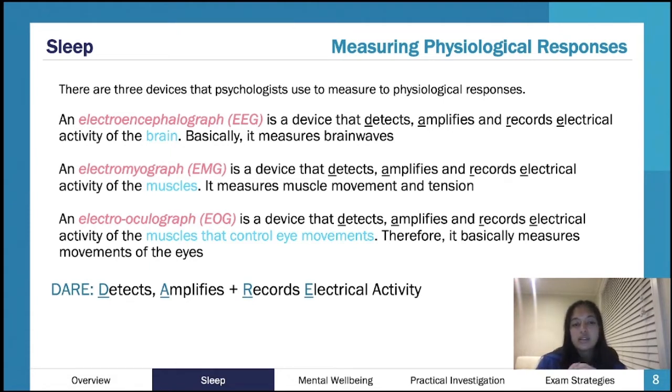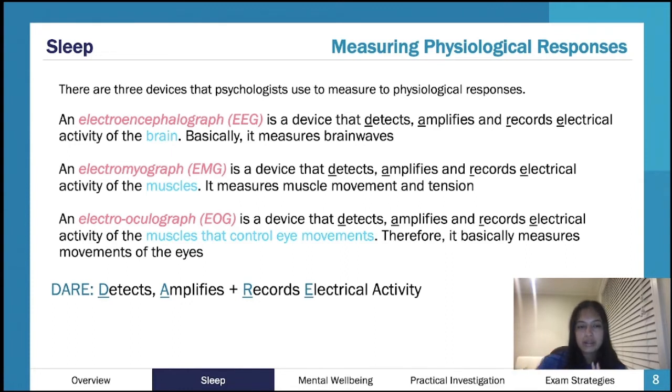So EEG, that's the brain. EMG is the muscles. So generally think about muscles in the body. And then the EOG is specifically the muscles that control eye movements. So we'll talk about the stages of sleep in terms of REM and NREM. Those are your two major stages. The idea is that with the three of these, you can detect what stage or how deep someone is sleeping. So we'll come back to this idea when we go through them, but it's really important to understand that you've got brain, muscles, and muscles that control eye movements.